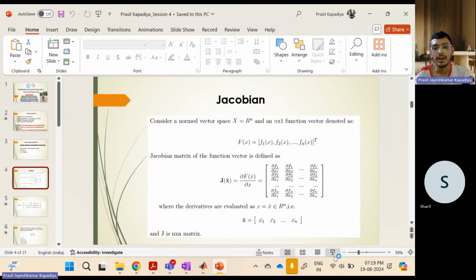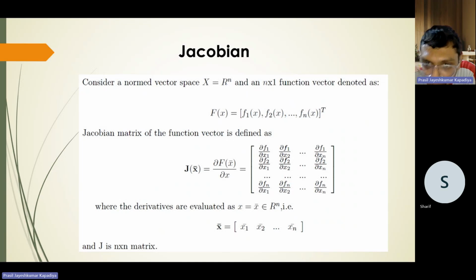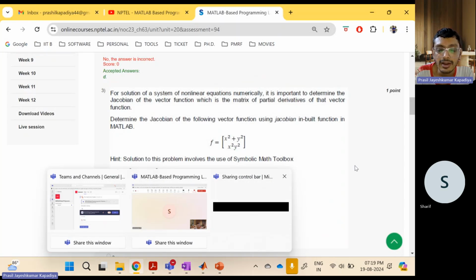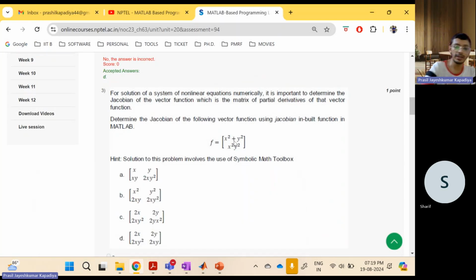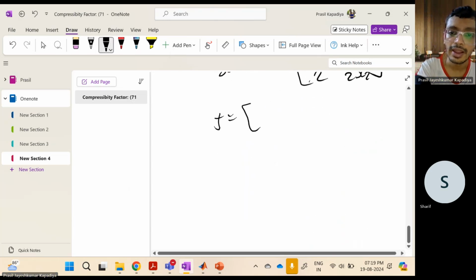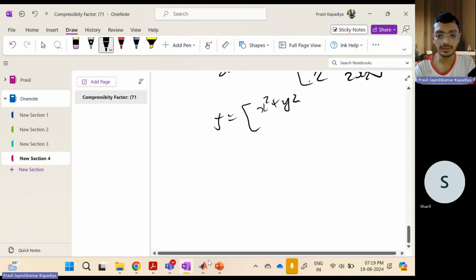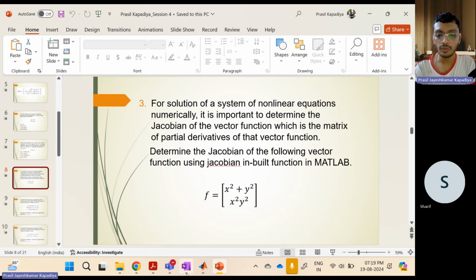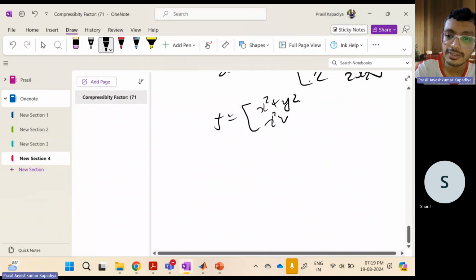So we learn from here. I need to first differentiate my first function with respect to all x1, x2, x3, and the second function with respect to all x1, x2, x3. So from here we can see what will be my df1. Okay, let me write it down. So f1 is equal to x square plus y square, and the second is x square into y square. Okay, x square y square.